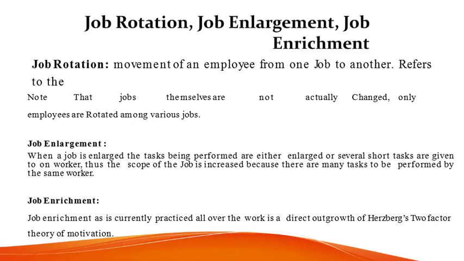Job enlargement: when a job is enlarged, the tasks being performed are either enlarged or several short tasks are given to one worker. Thus the scope of the job is increased because there are many tasks to be performed by the same worker. Job enrichment, as is currently practiced all over the world, is a direct outgrowth of Herzberg's two-factor theory of motivation.